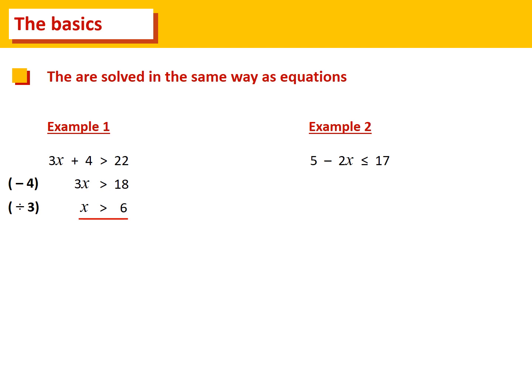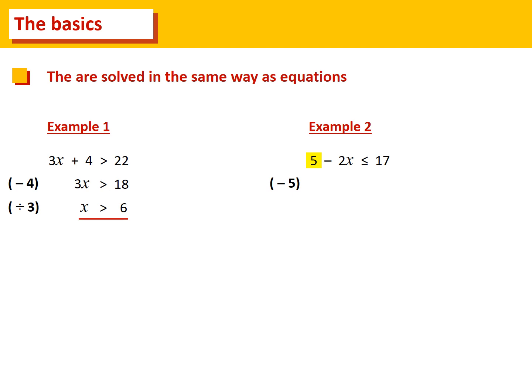In example 2, the first thing we deal with is the 5. Now, some people would think that we would be adding 5 because of this subtraction here. It's really important you understand that that subtraction belongs to the 2x and not to the 5. So that 5 is a positive 5. We want to get rid of it. And in order to get rid of positive 5, we subtract that 5.